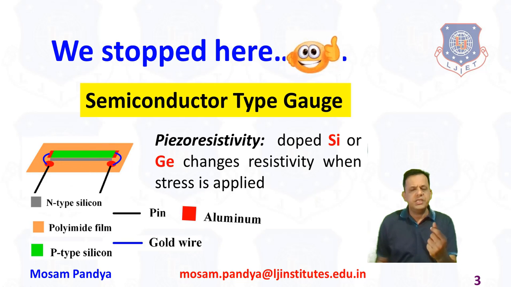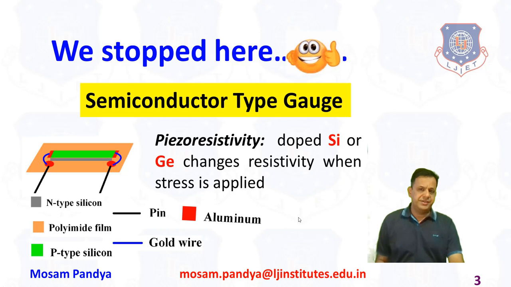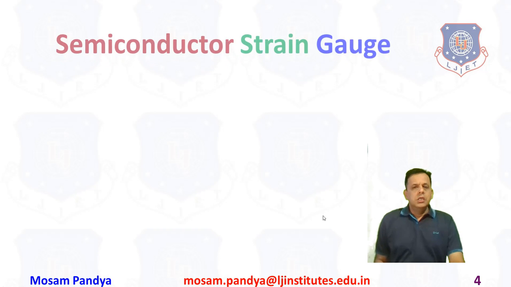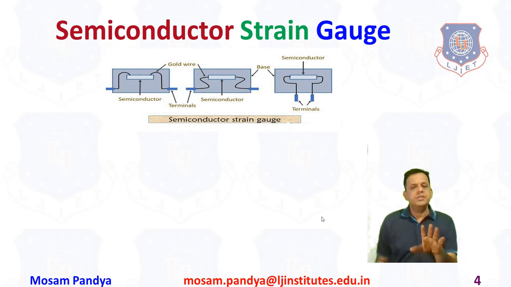And this was the configuration or schematic that we saw, with the coloring nomenclature that we have used here: p-type silicon, n-type silicon, and polyimide film, basically bakelite plastic, the p in gold wire, aluminum, etc. See here, this is the basic configuration, once again the two-dimensional version of the semiconductor strain gauge, with semiconductor material and gold wire, because gold has a very good gauge factor with respect to stress and strain measurement, and that's why it is used for connections to the outer terminal.